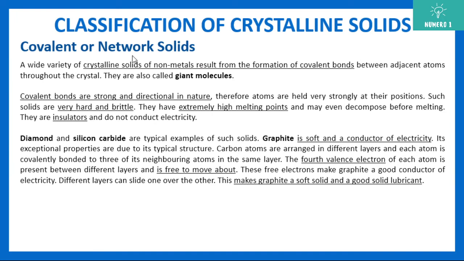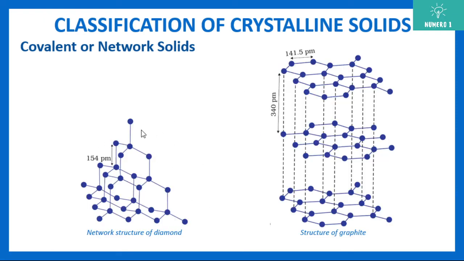Next, covalent or network solid. A wide variety of crystalline solids of non-metals result from formation of covalent bonds between adjacent atoms throughout the crystal, and this gives rise to a giant molecule. Just to show you an example, this is diamond. Here we see a carbon, and since it is tetravalent, it is bonded to four other carbon atoms. So one carbon up, 2, 3 and 4 carbons are bonded to this central carbon atom. So this is a typical structure of diamond, which is a network or covalent solid.